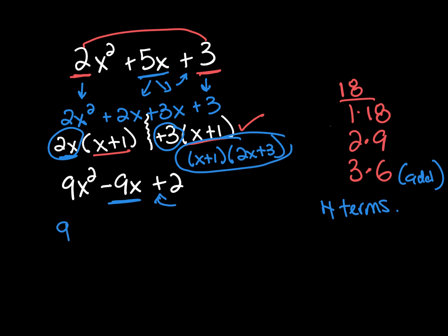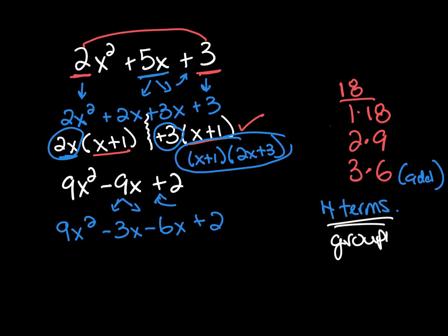So I'm going to have 9x squared, and my negative 9x is going to be written with the 3 and the 6. And notice, my 3 is going to be negative, and my 6 is going to be negative, because how else am I going to get negative 9? And I'm just bringing down the plus 2. Okay. Once I'm here, I have my 4 terms. I'm going to go ahead and do my grouping, which again is finding the GCF 3 times.